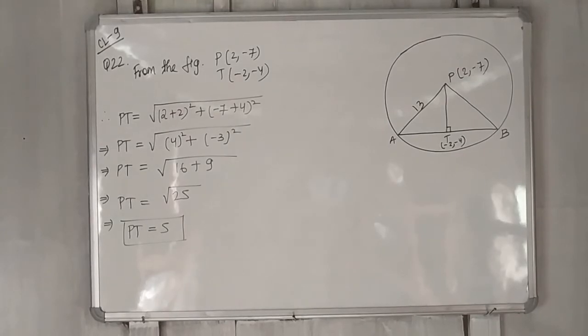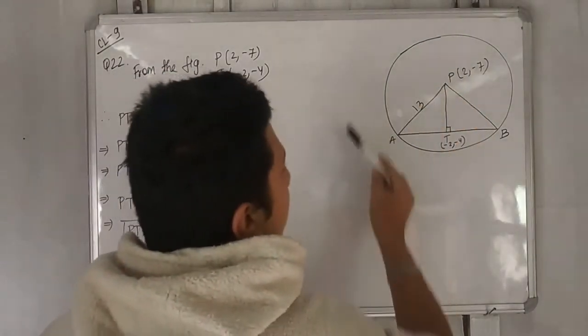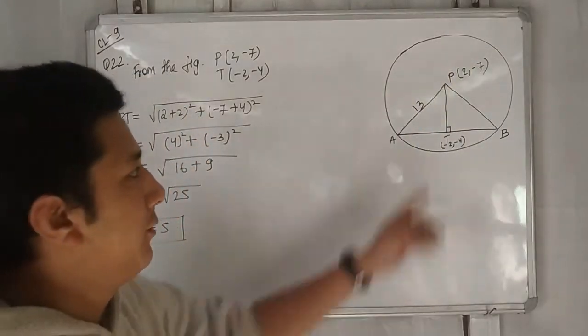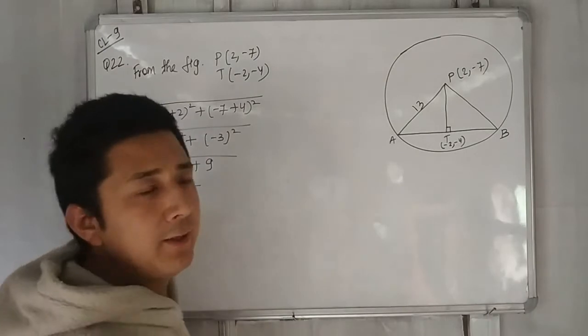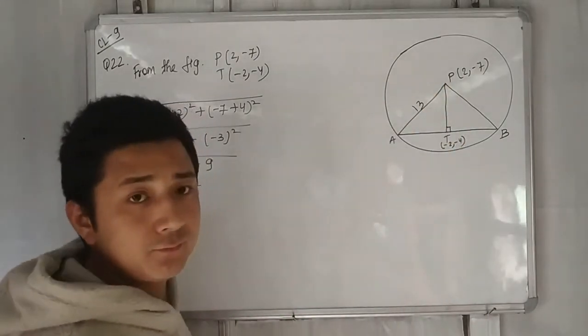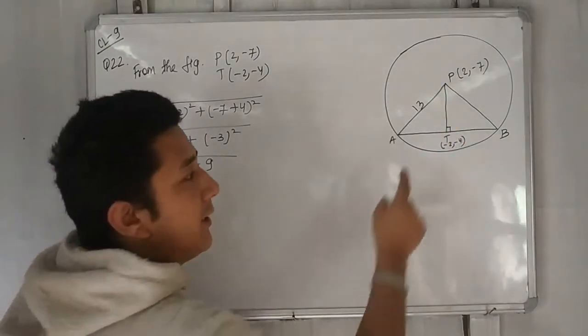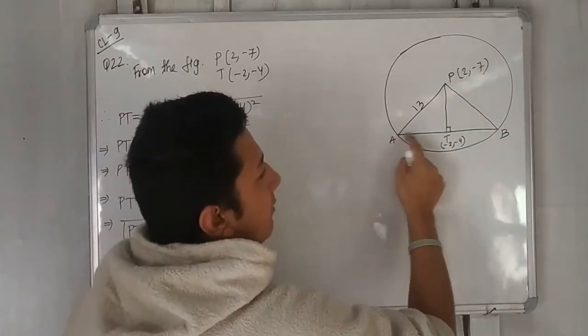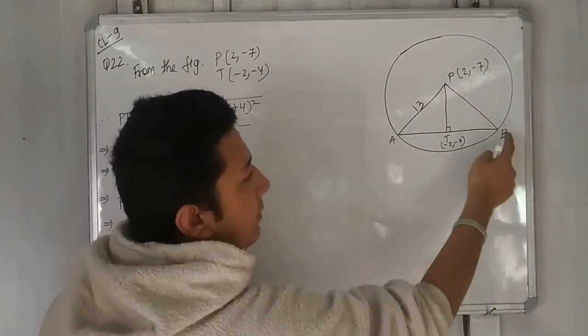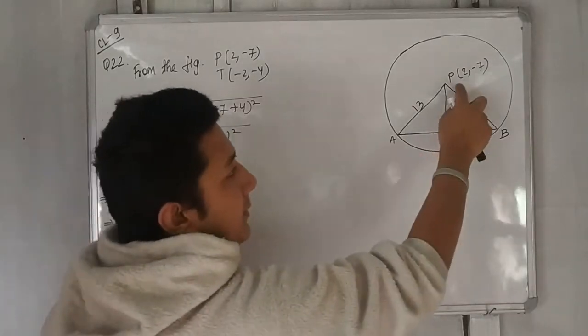Alright boys, let's continue with question number 22. Okay, in question number 22, please make the figure first. The figure is a circle. Now, in this circle, I'm explaining one by one. P is the center of the circle, AB is the chord. Now A and B is the chord, P is the center.